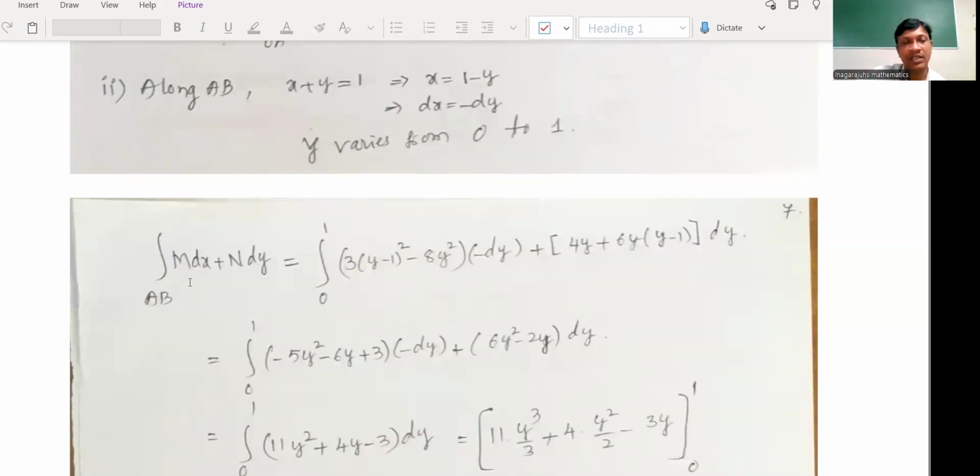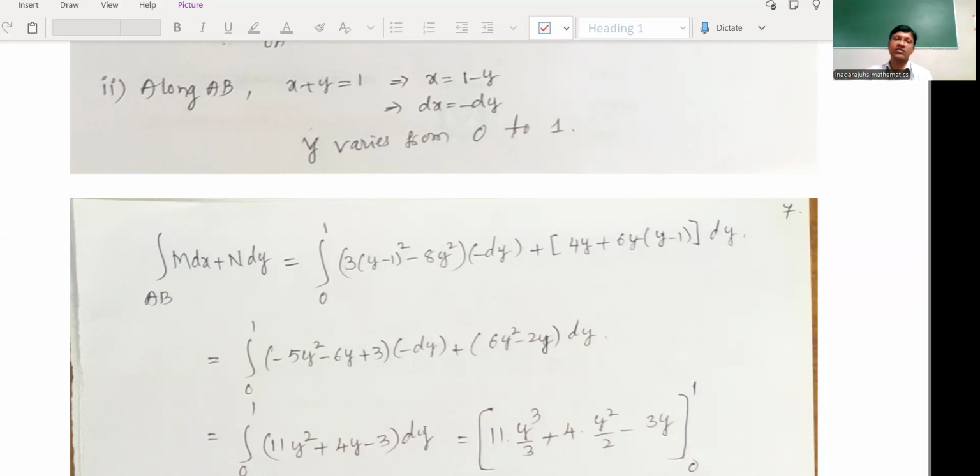So the integral along AB of M dx plus N dy is equal to the integral from 0 to 1 of 3 into, in place of x squared, we substitute (1 minus y) squared, so 3(y minus 1) whole squared, minus 8y squared. In place of dx we substitute minus dy, plus 4y, plus 6y into, in place of x, we substitute (y minus 1) dy. The limits are y equal to 0 to y equal to 1. Simplifying and taking common, we get the integral from y equal to 0 to 1 of (11y squared plus 4y minus 3) dy.